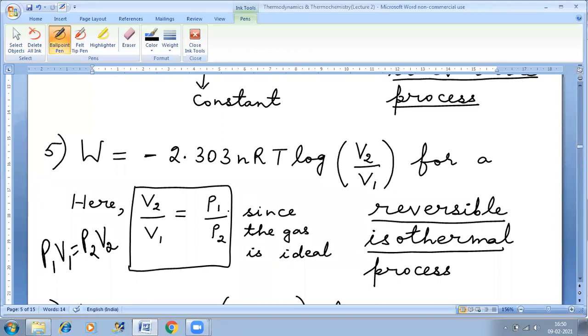And if the process is reversible isothermal process, then the formula for W is this, minus 2.303 nRT log V2 upon V1. n is the number of moles. Whenever you see n, n means number of moles. R is 8.314 joule per mole Kelvin. T is the temperature of the process, which is constant because it's isothermal. V2 is the final volume of the gas, V1 is the initial volume of the gas.